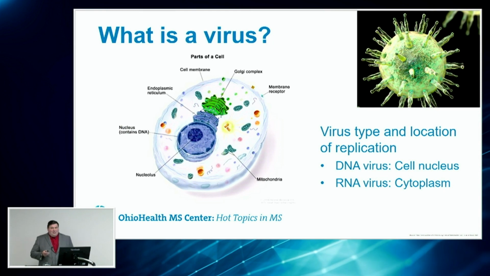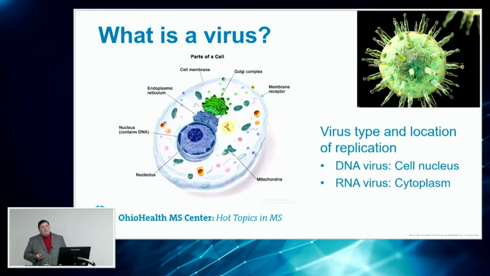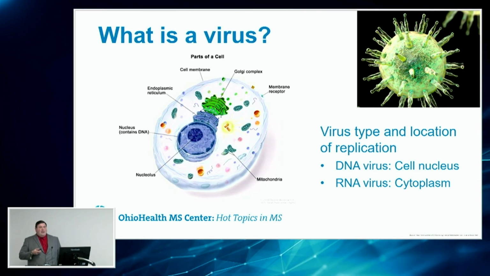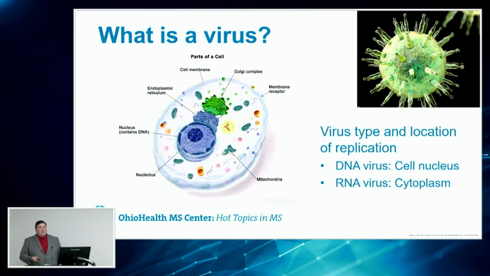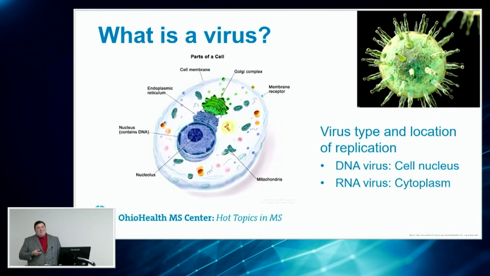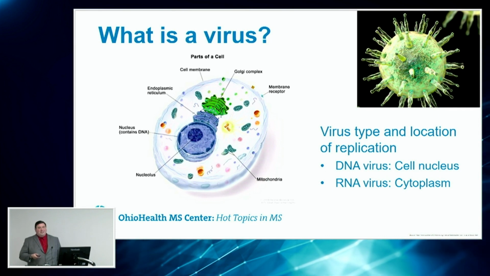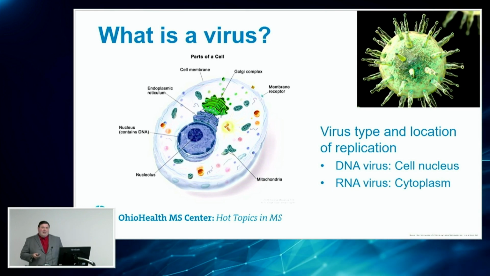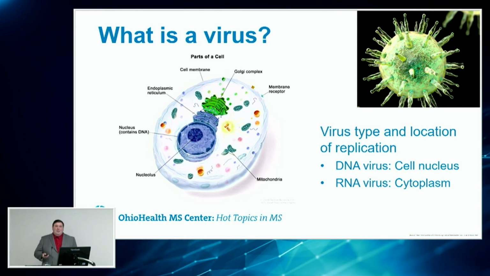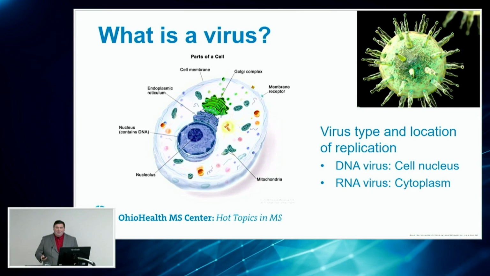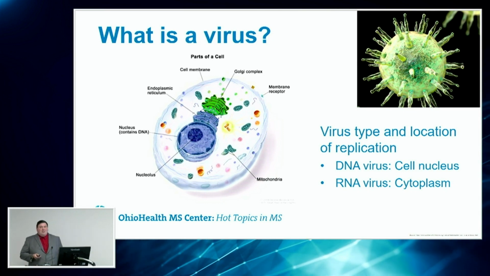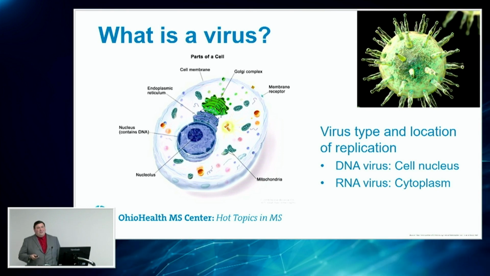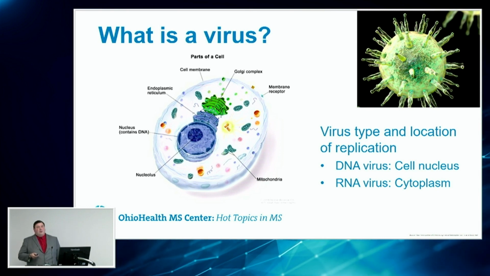As I said, there are two main types of viruses, DNA and RNA. DNA is the type of genetic material that makes up our body, part of our chromosomes. RNA is typically transcribed from DNA to make proteins, and viruses can be made of either one. If it's a DNA virus, it typically replicates in the cell nucleus, where human DNA would be. If it's an RNA virus, it typically uses cellular components outside the nucleus because it doesn't have to go into the nucleus.